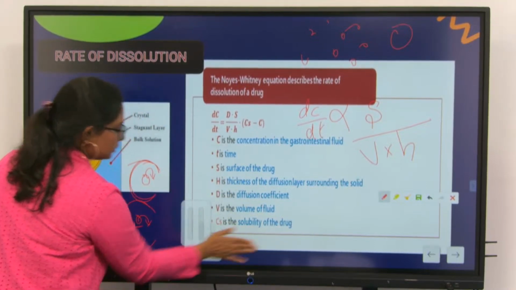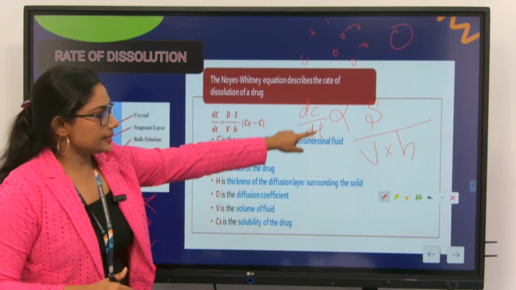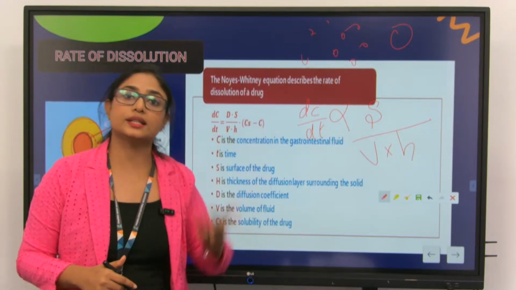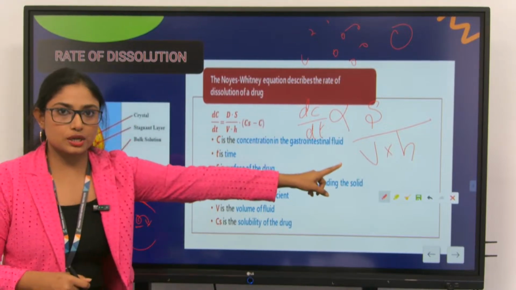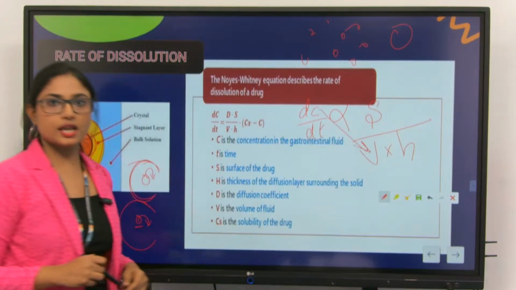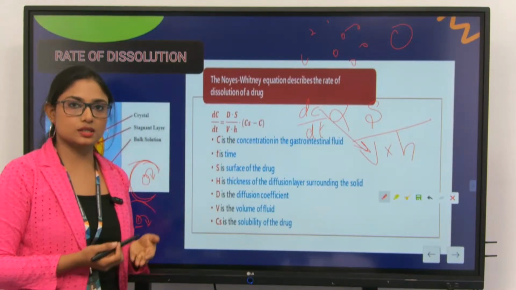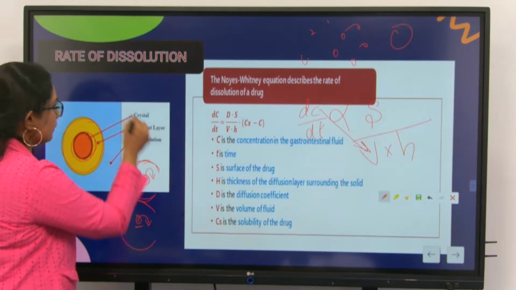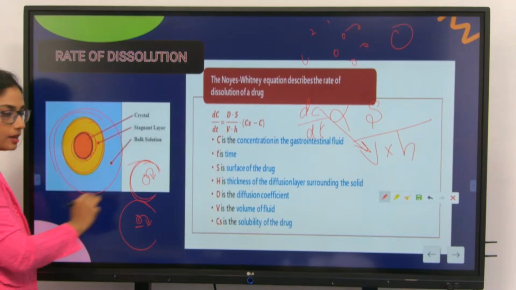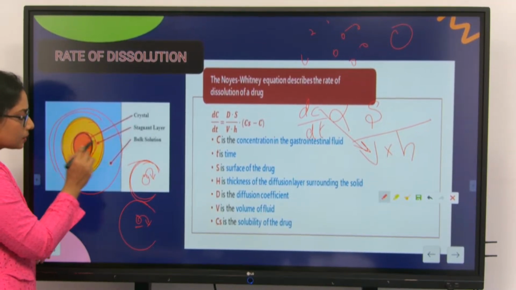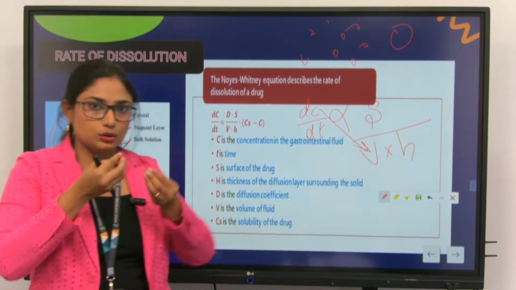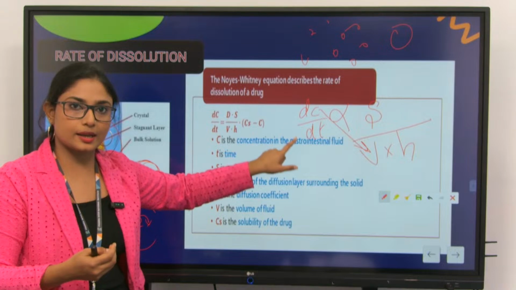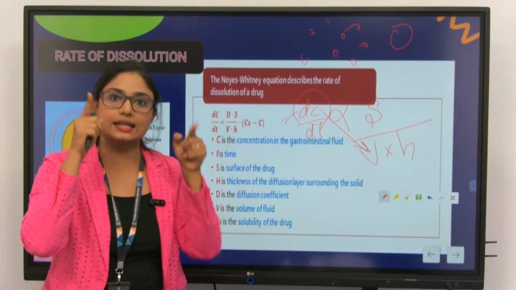So here dC by dt is directly proportional to surface area. That means the more the number of granules, the more the surface area, the more the dissolution rate. Inversely proportional means that when one side increases, the other side will decrease. So here, when the volume of this layer formed increases, it takes more time for each granule to get dissolved in that particular layer. So when volume increases, the time taken for each granule to get dissolved increases.